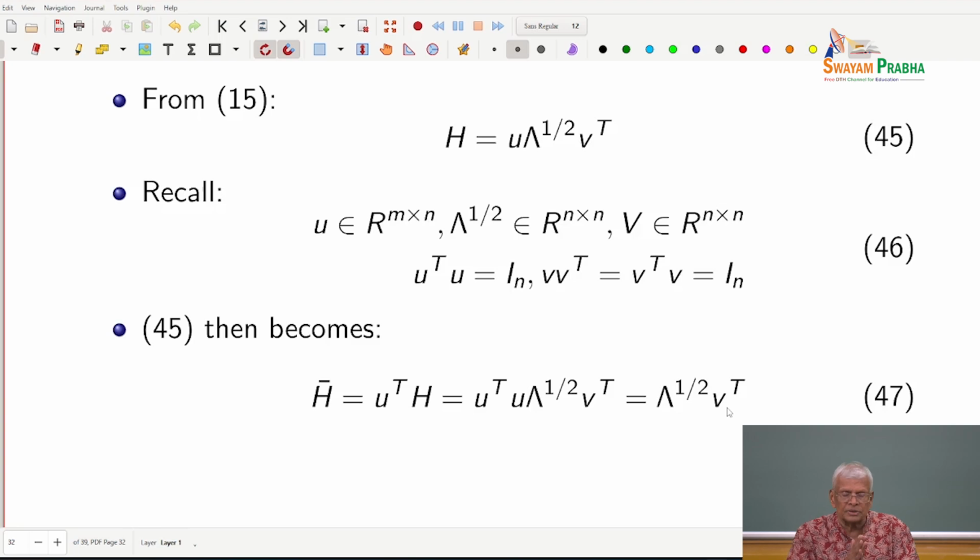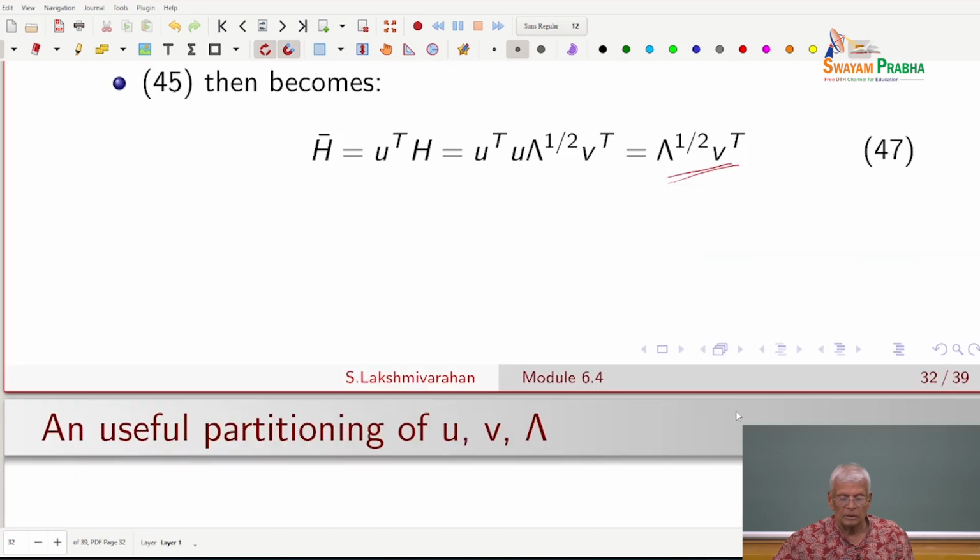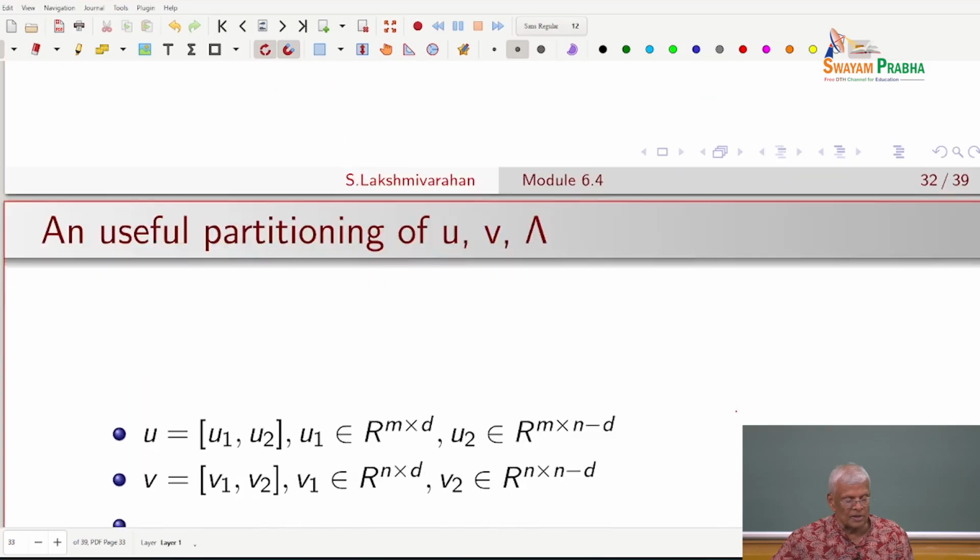V is a matrix of columns. V transpose, the columns of V are the rows. When you multiply a matrix on the left by a diagonal matrix, the diagonal elements are multiplying the rows. If you multiply a matrix on the right by a diagonal matrix, the columns are getting multiplied by the diagonal elements. So this is called the row scaling, scaling of the rows of that. So that's a very fundamental relation that comes from SVD, equation 48.